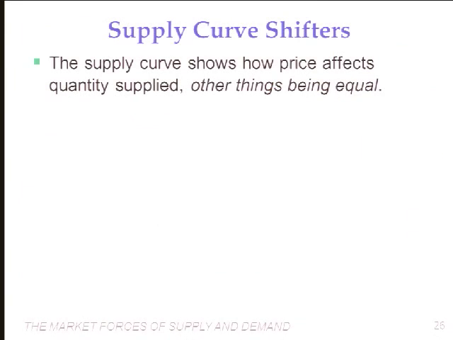So the other determinants are the factors that drive that supply schedule and cause it to shift instead of just moving along the supply curve. And once again, if we're just moving along the supply curve, it must be as a result of changing either quantity or price in the two-dimensional graph. All right, what are those factors that shift?